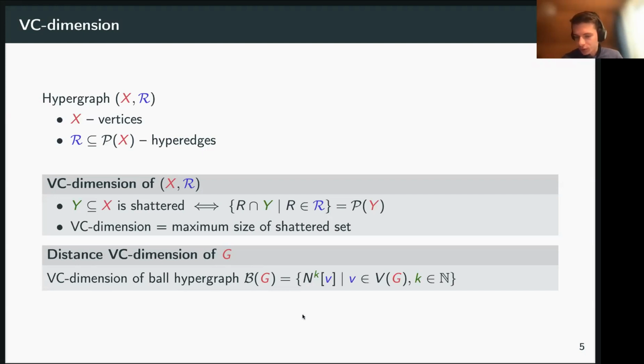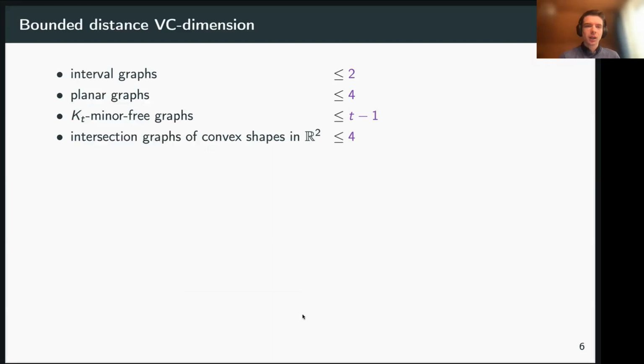So what this means is that we have some structure in the graph when we talk about the neighborhoods, and this might help us with computing the diameter. There are many classes of graphs which actually have bounded distance VC dimension.